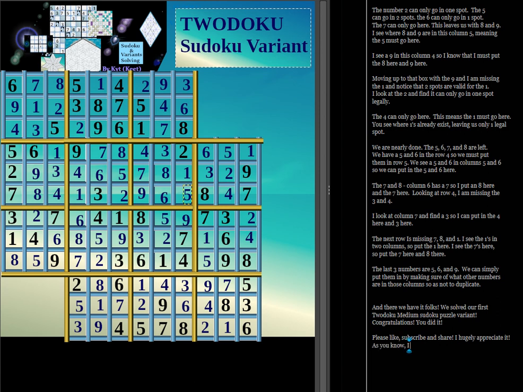As you know, I do solve these as I type, and I try to go slower so that people can keep up. This is why my videos aren't as quick as other Sudoku solvers' videos are. Thank you.